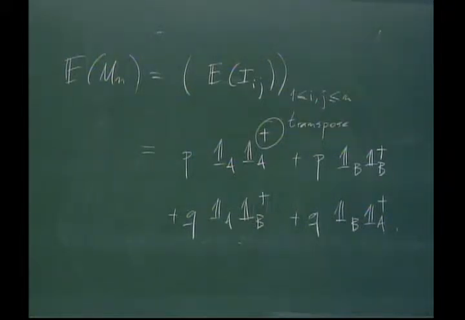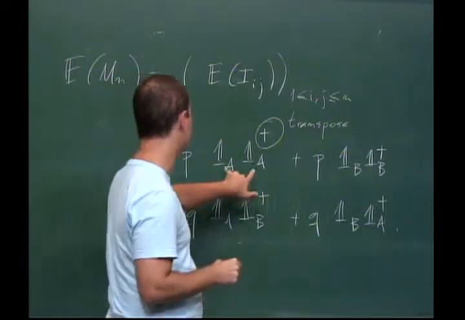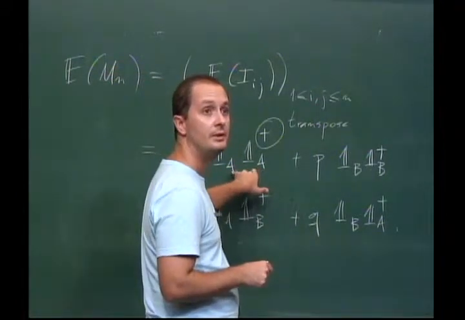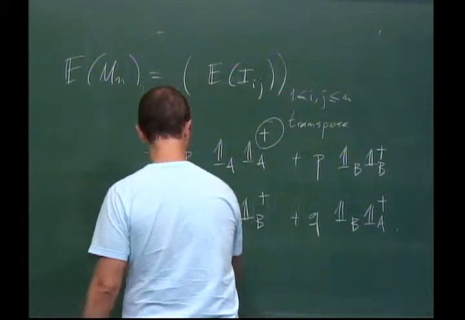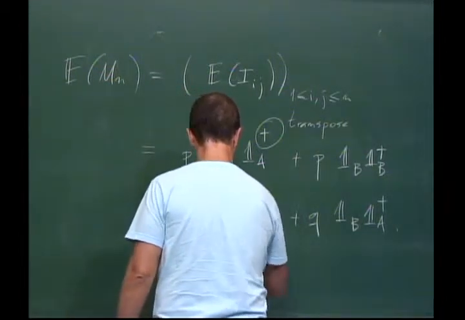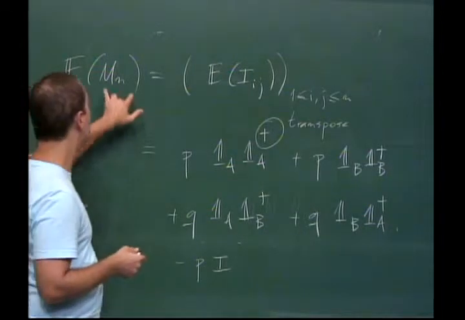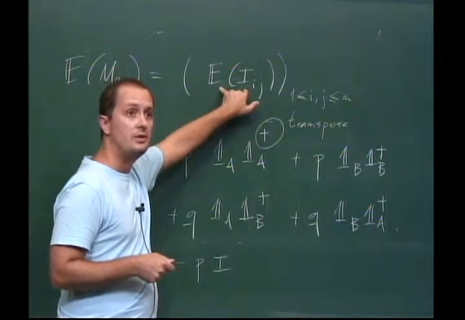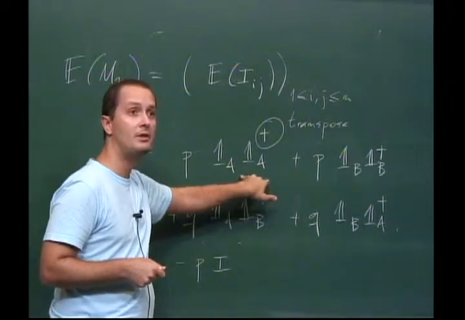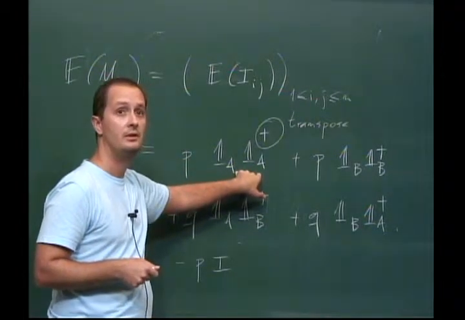Except that maybe I need to subtract something from the diagonal, as I just noticed, right? Because if i equals j, I want these entries to be 0. So I want to subtract P times the identity here. I should add this to my notes because I forgot. Right, so how do we know that this is true? Well, we need to check that the ij-th entry of this matrix, which is just its expectation, equals the ij-th entry of this matrix.